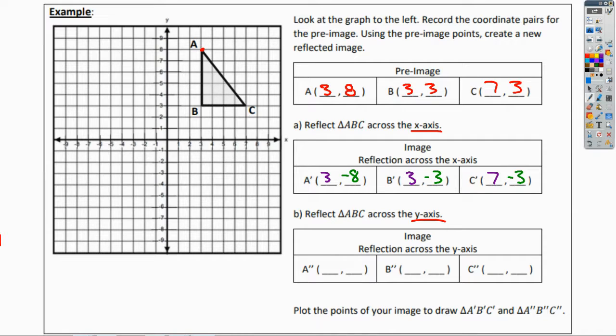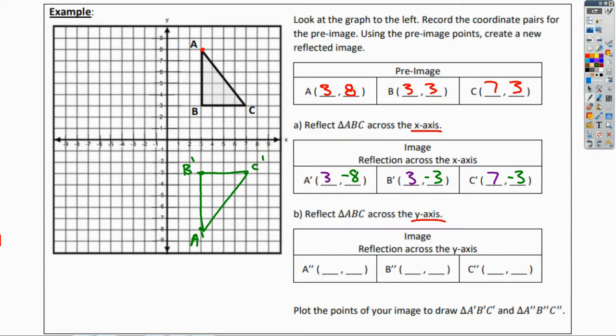Now I'm going to graph my new points in green so you can see it. So 3, negative 8 is right here, and I'll label that A prime. 3, negative 3 is right there. I'm going to label that B prime. And 7, negative 3 is right there. I'll label that C prime. And now you can see my shape. You can tell, look, it has been flipped. It was completely flipped over our line of reflection, and our line of reflection was the x-axis. We simply flipped it over this line.